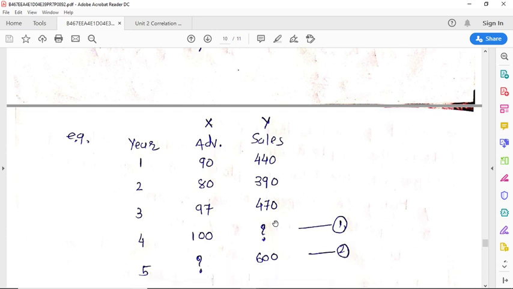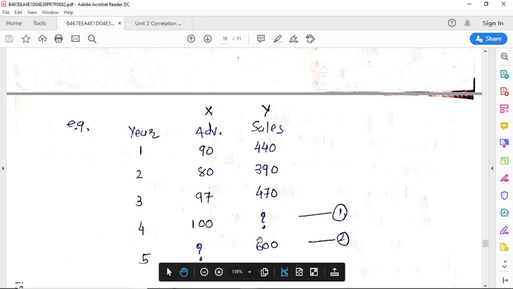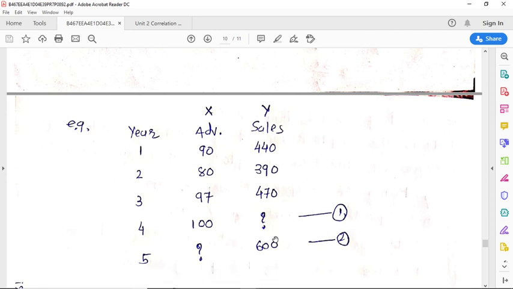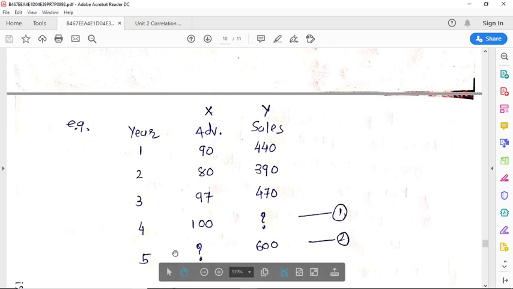Okay, and the reverse scenario: if the company needs 600,000 sales of its product, then how much does the company need to spend on advertisement? Clear? So we need to predict how much the company needs to spend on advertisement to achieve 600,000 sales of its product.